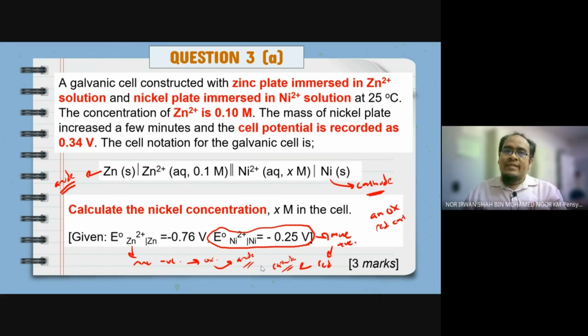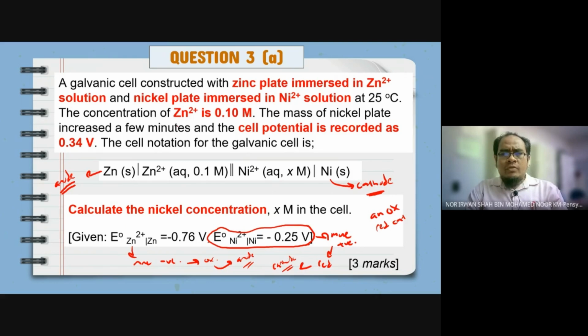Nampak tak guys? Ingat, ini andai kata tidak diberi cell notation. Dalam soalan ni tak ada masalah sebab cell notation is already given, so kita tengok je terus dekat cell notation. Okay? Alright. Jadi kita teruskan dengan soalan ni. Ya, apa lagi maklumat diberi dalam soalan ni?